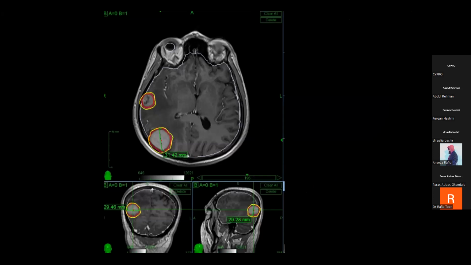Another example, and lesions are quite far away, but not enough for us to achieve the single fraction doses. So I fractionated here as well, 5 fractions.